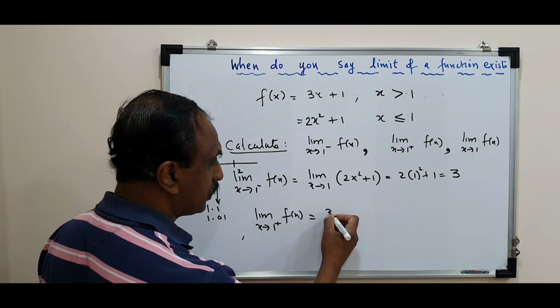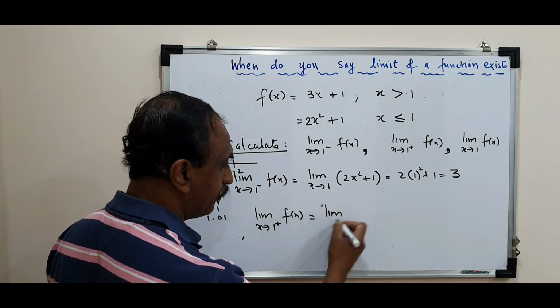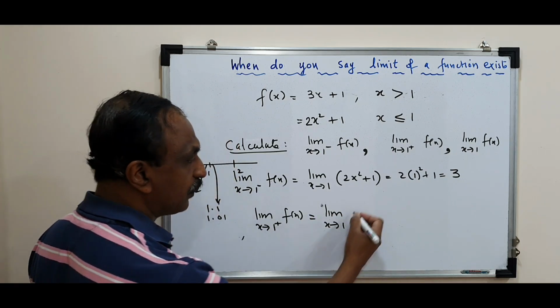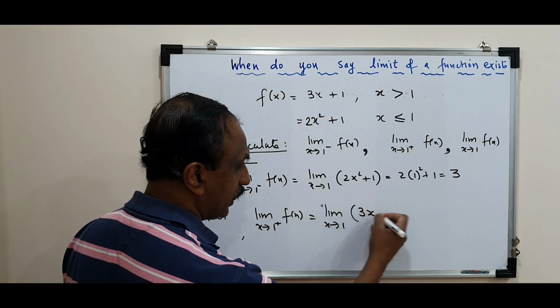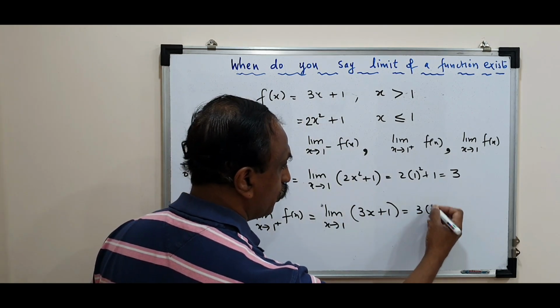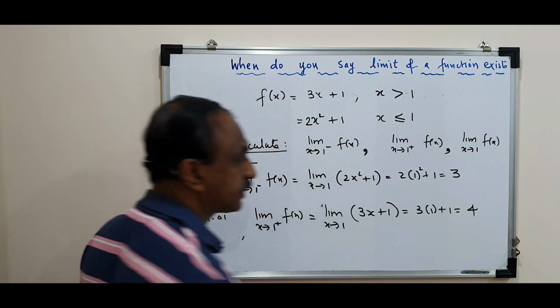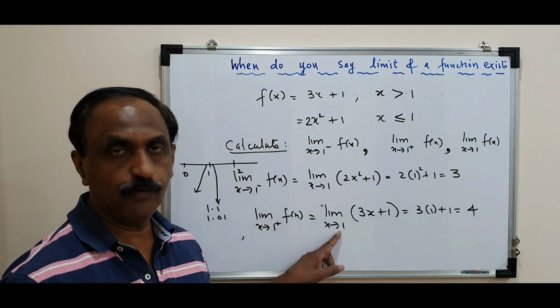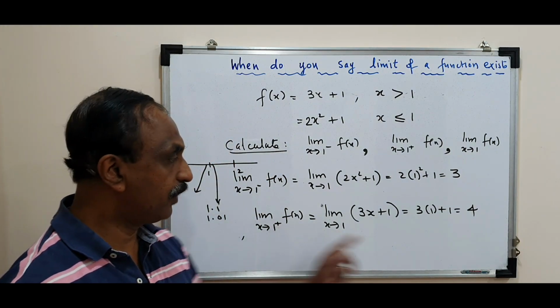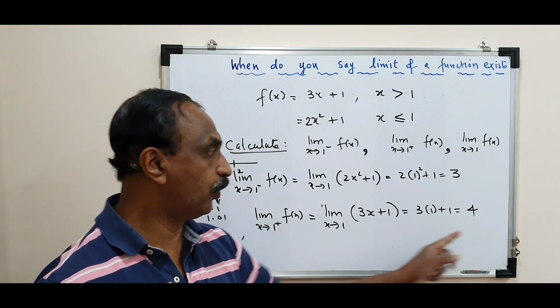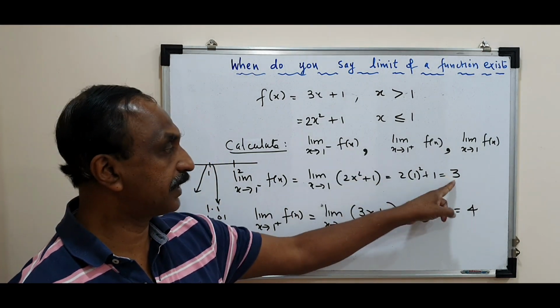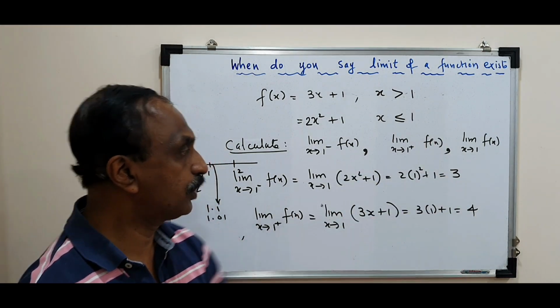So I can say limit x tending to 1. We don't write 1 plus again once you replace the formula. So 3x plus 1. That is 3 into 1 plus 1. You will get 4 as the answer. Which means the value of x is a little more than 1, the value of the y coordinate will be 4. So the left hand limit is 3, while the right hand limit is 4.